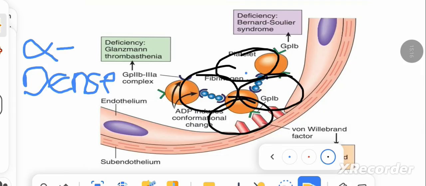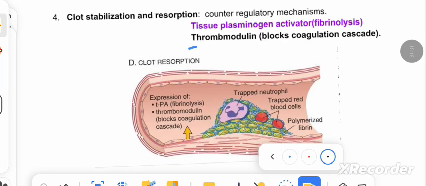Then now event number 4, that's where now we saw that we have these two things which will counter regulate that mechanism. Okay, so we have the tissue plasminogen activator as well as the thrombomodulin, which blocks the coagulation cascade.